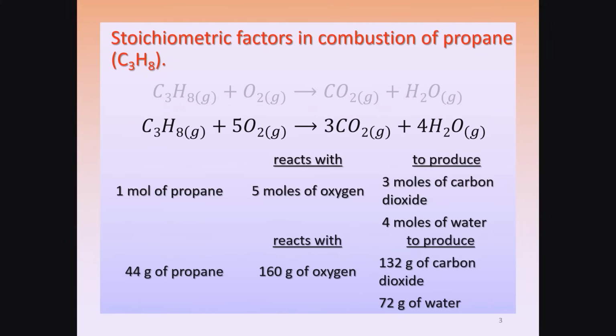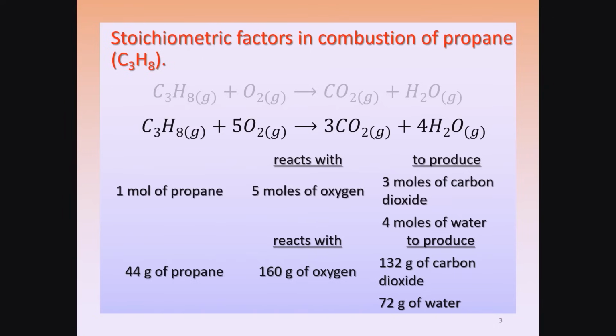Now, if you wanted to, you could figure out what the masses of the reactants and the products are. The way you would figure that out is just understanding what the molar mass of each of these molecules is. So, for example, 1 mole of propane is 44 grams of propane. Or if you have 5 moles of oxygen, because each mole of oxygen is 32 grams, 5 moles of oxygen will be 160 grams of oxygen. And so 3 moles of carbon dioxide is going to be 132 grams of carbon dioxide, and 4 moles of water is going to be 72 grams of water.